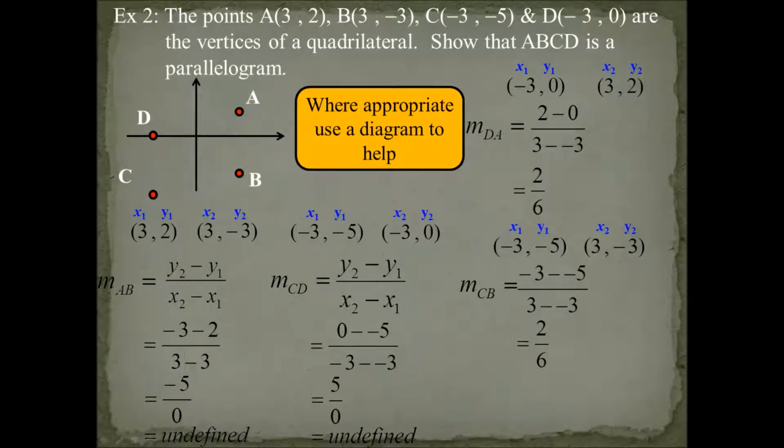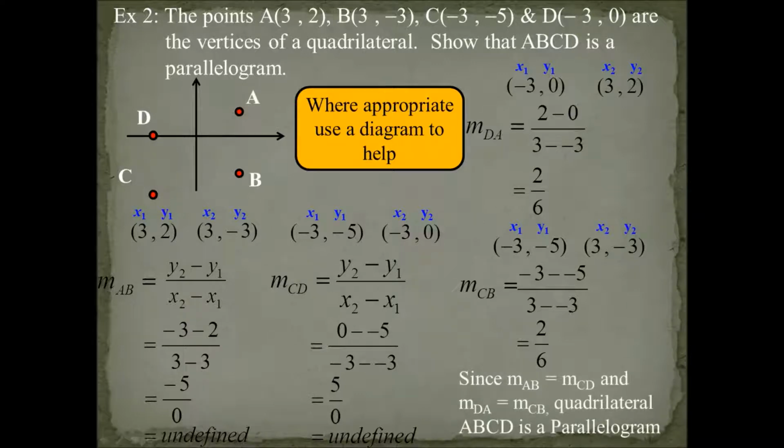Therefore, 2, 6 for CB is the same as the 2, 6 for DA. Again, if you're doing a question that's wanting the gradient as part of the answer, always put it in the simplest form. Here, my question is asking me to prove they're the same, so I can say that 2, 6 is the same as 2, 6 without the need to simplify. But good habits, I probably would simplify if I'd had more space. Finally, make a statement. Since MAB equals MCD and MDA equals MCB, quadrilateral ABCD is therefore a parallelogram.